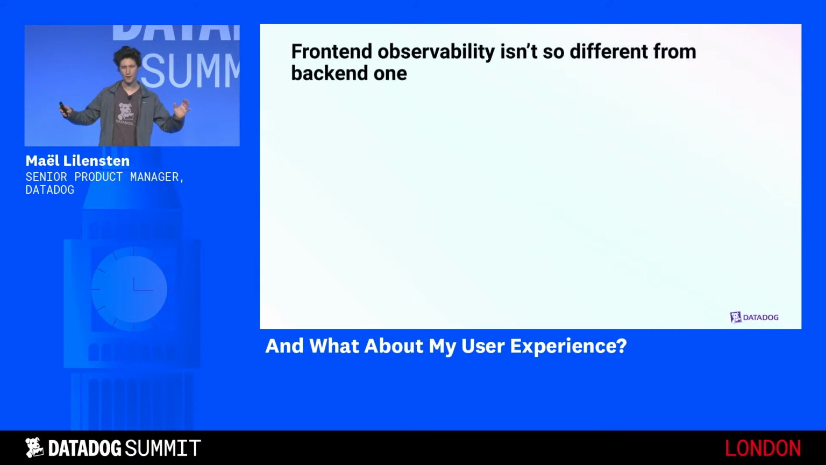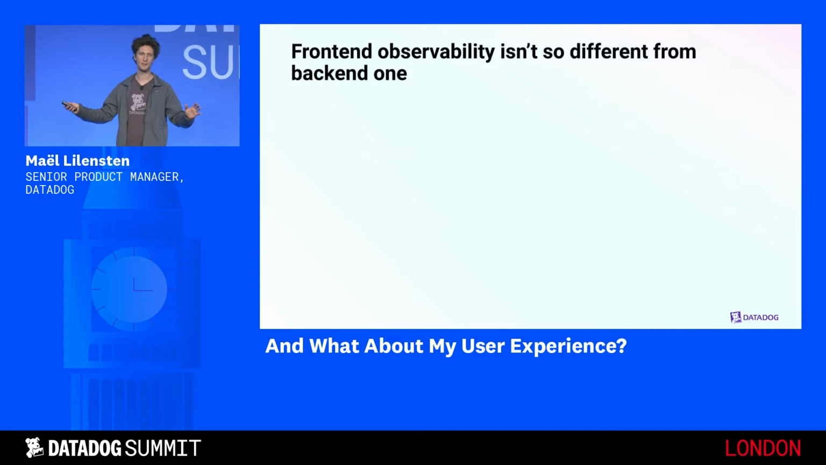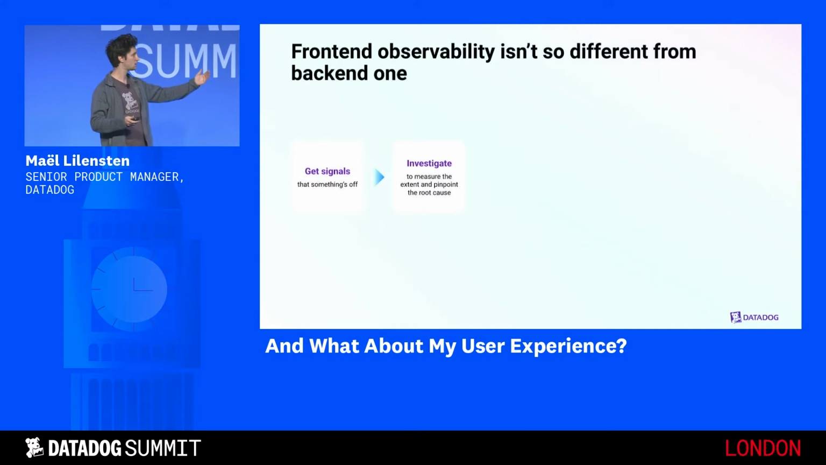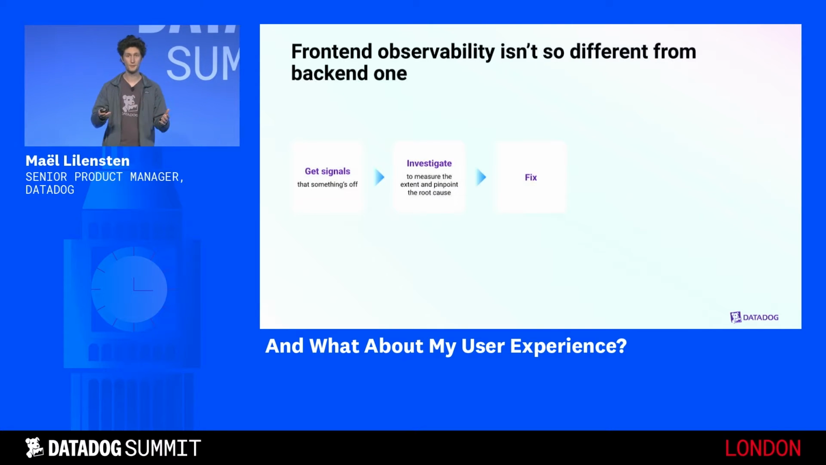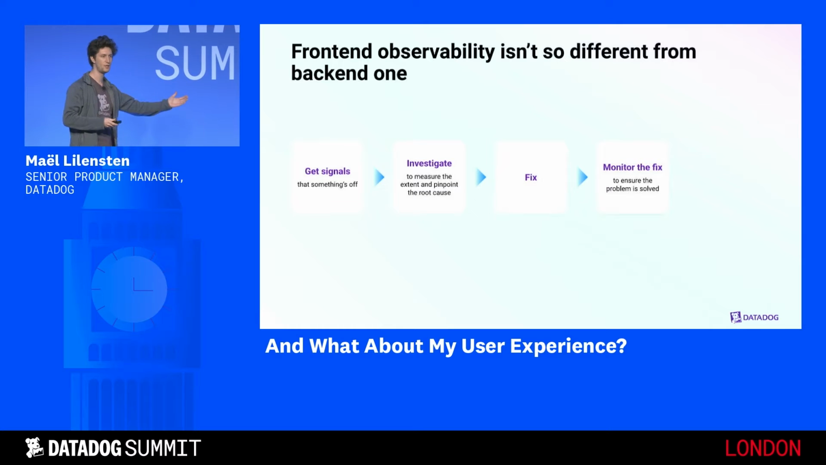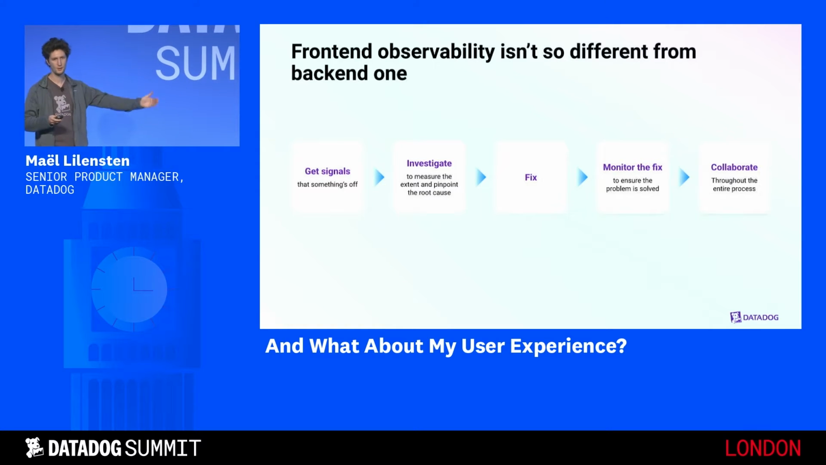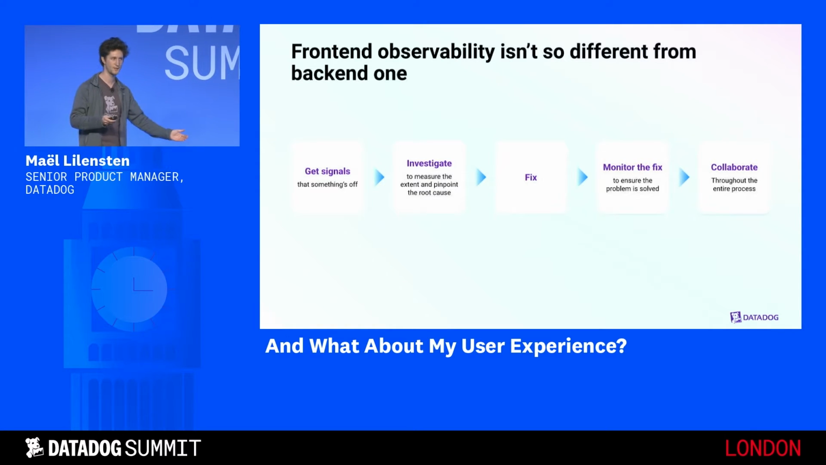From a workflow perspective, front-end observability isn't different from back-end one. You get signals that something's off. You investigate to understand the extent of the problem and pinpoint the root cause. Hopefully, you fix it. You monitor the fix's adoption, and you collaborate throughout the entire process.